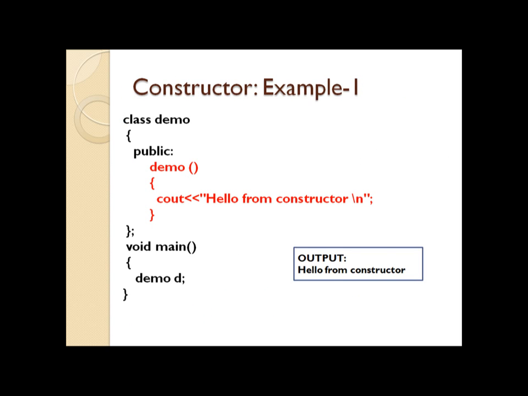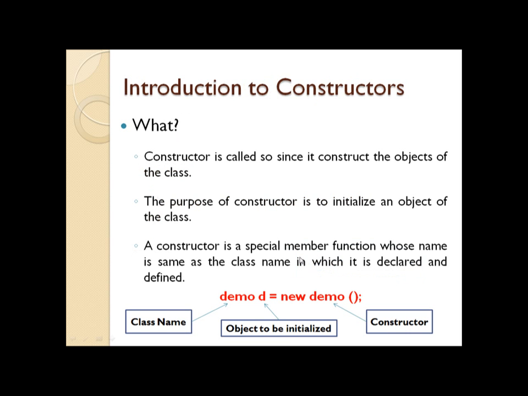So here I have listed one example, and this example says that there is a class named demo, and in the public section of this class there is a constructor demo. You can see that the declaration and definition is very similar to the function. That is the reason here I have listed it as a special member function.